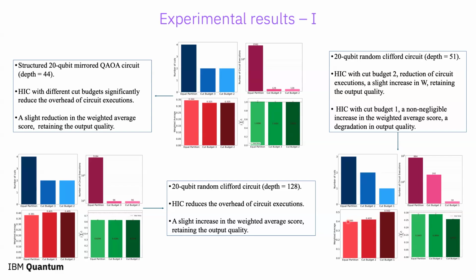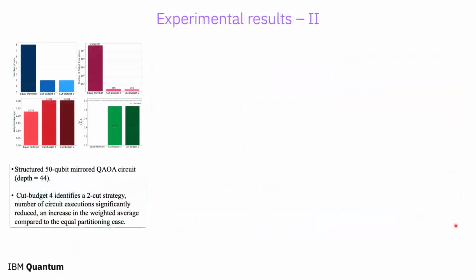And so on. So here the increase is slight. It's negligible increase. Here it's not negligible increase. And you see the quality is same here. The quality is not same. So using this, we went to a 50 qubit QAOA circuit. Here you can see that if I do an equal partitioning, it requires something like 43 lakh circuit executions or something. Whereas I can use this hardware inspired cutting trick and I can bring it down to 256.